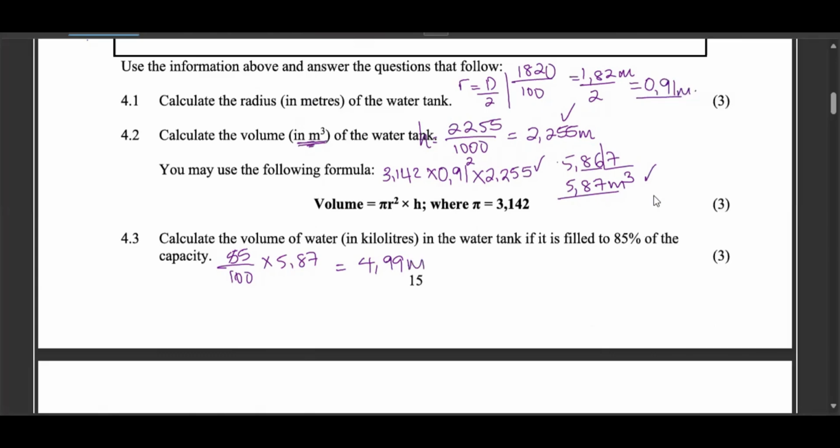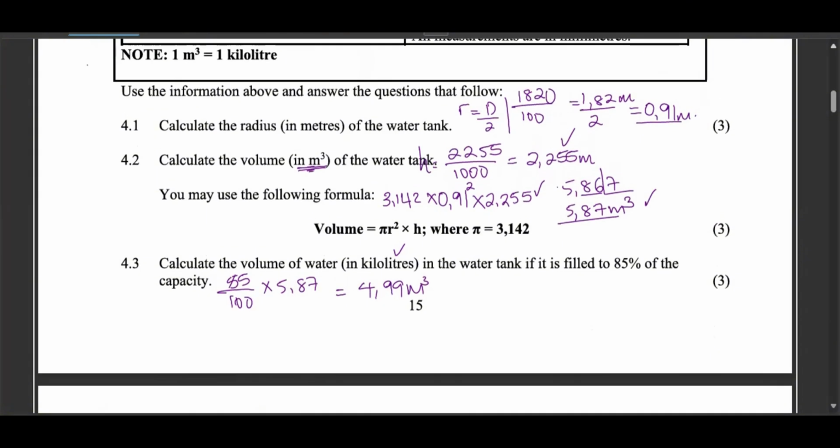Now, these are meters cubed, but they want it in kiloliters. But remember, the scenario that we have, they told you, if you only have 1 meter cubed, you have 1 kiloliter. So simply meaning this is the same as 4,99 kiloliters. Had they said in liters, then you would multiply by 1,000. Let's look at the other question and we continue.